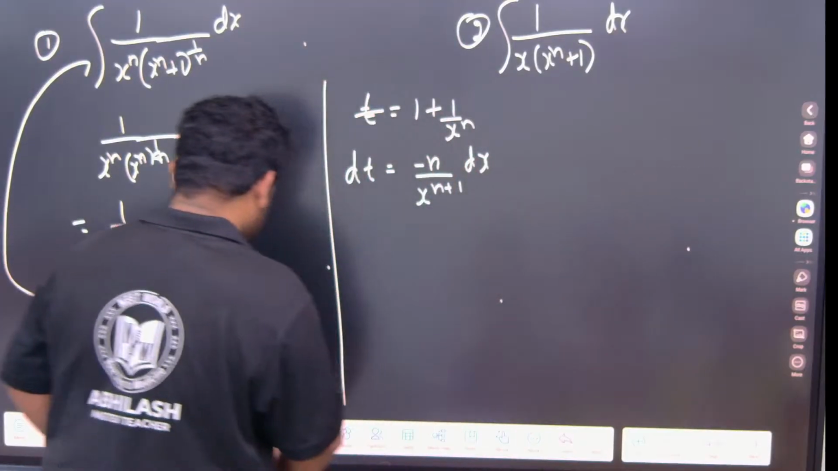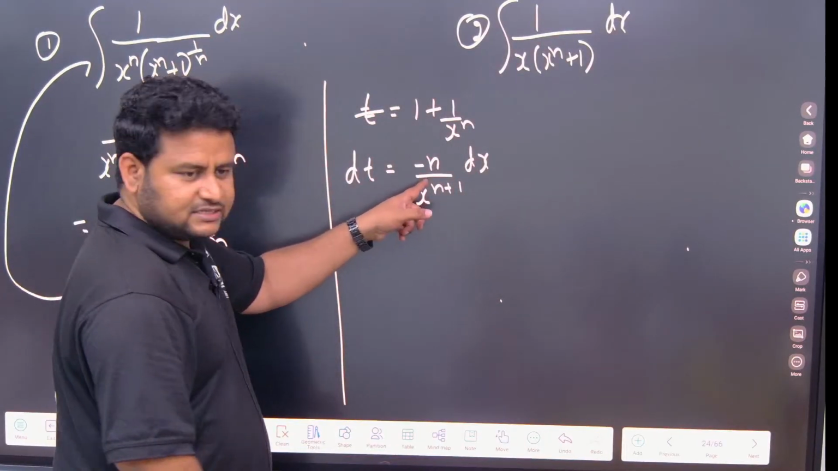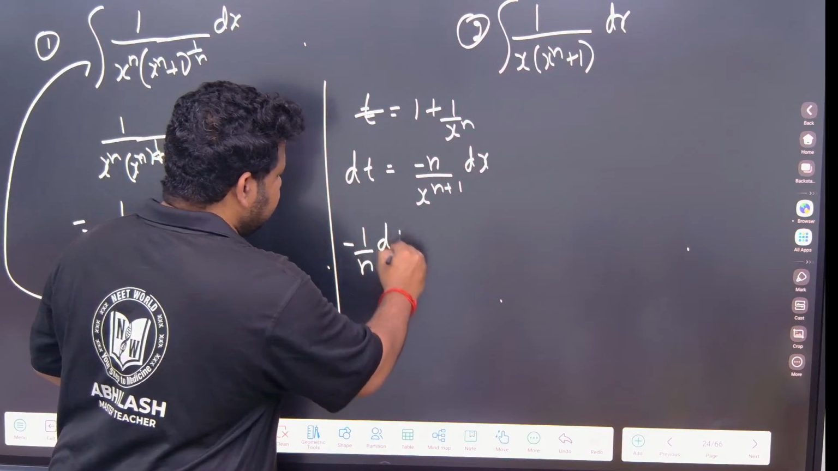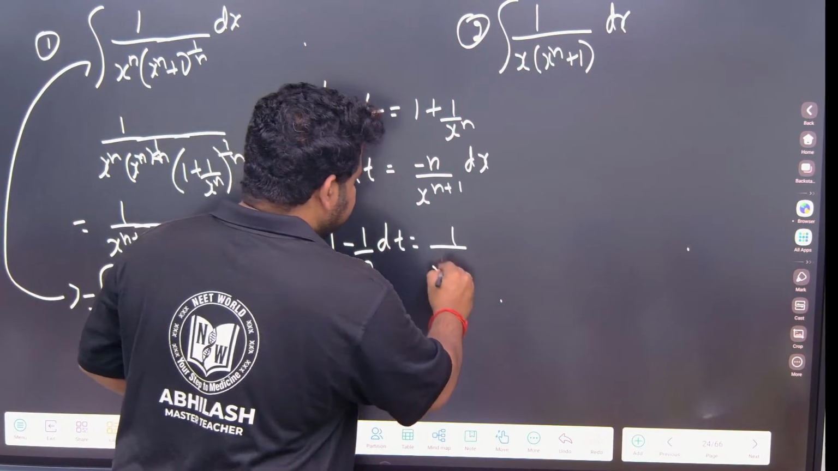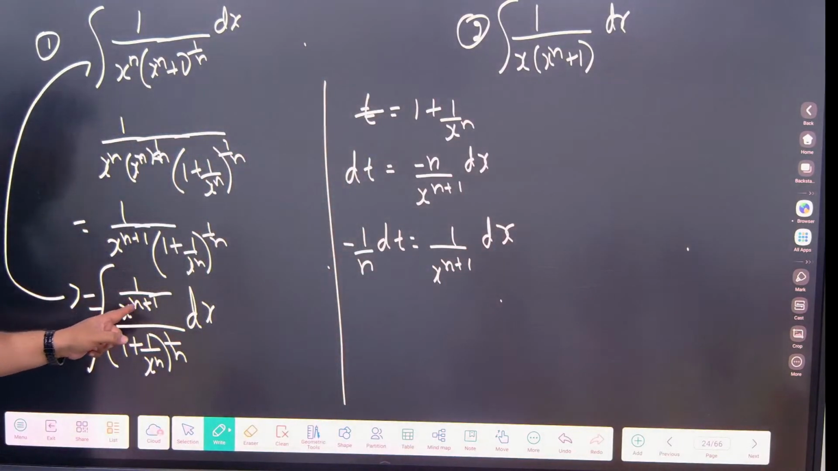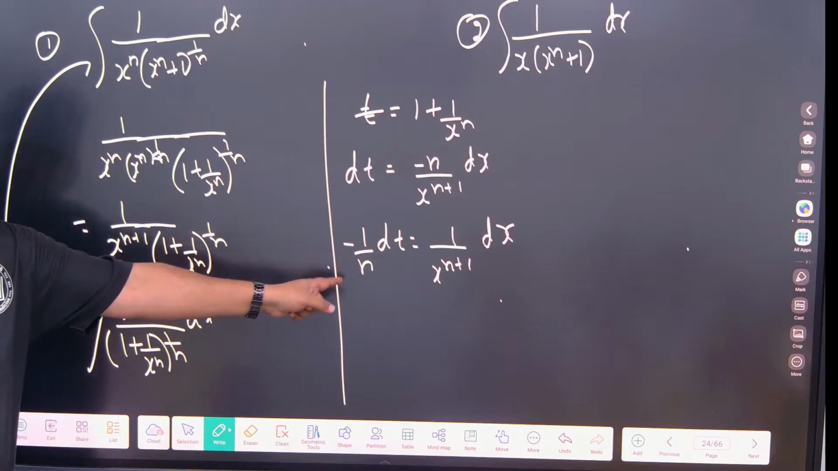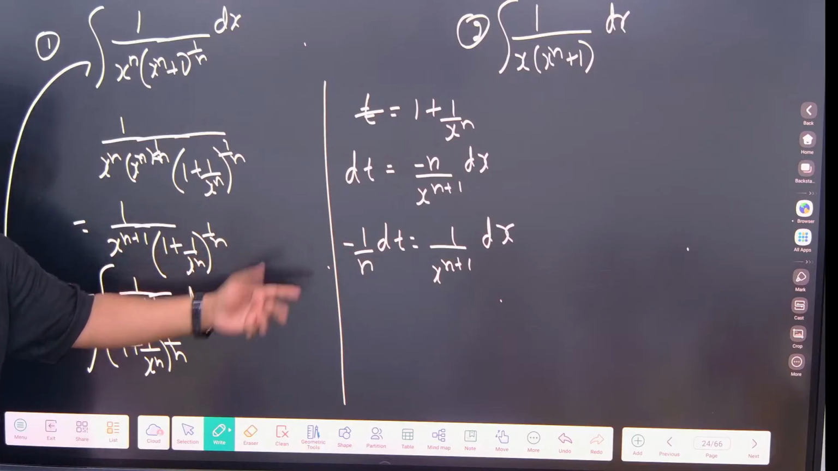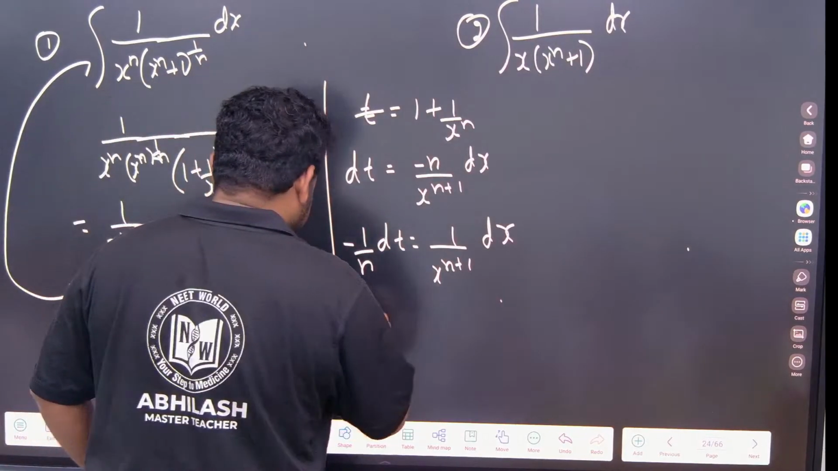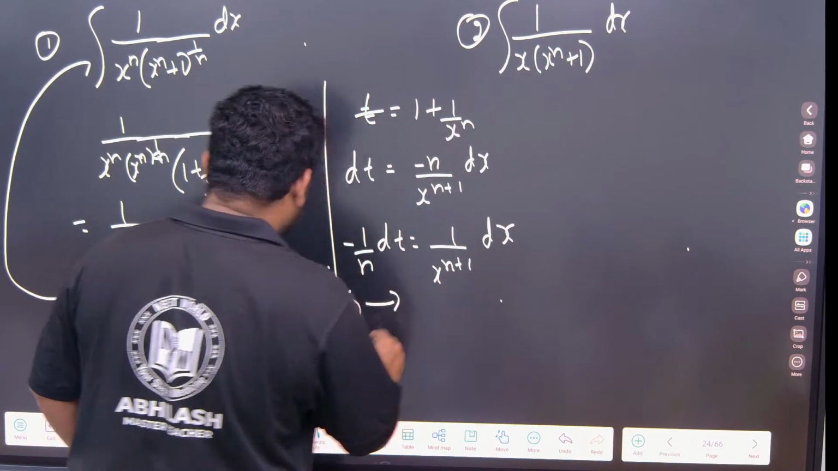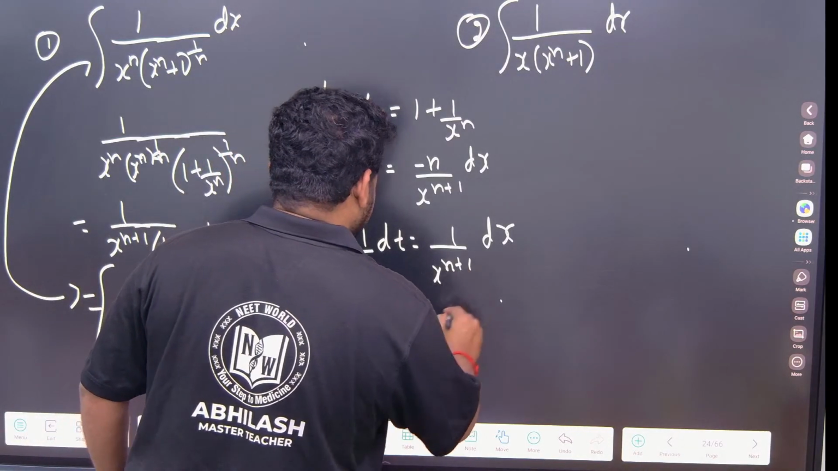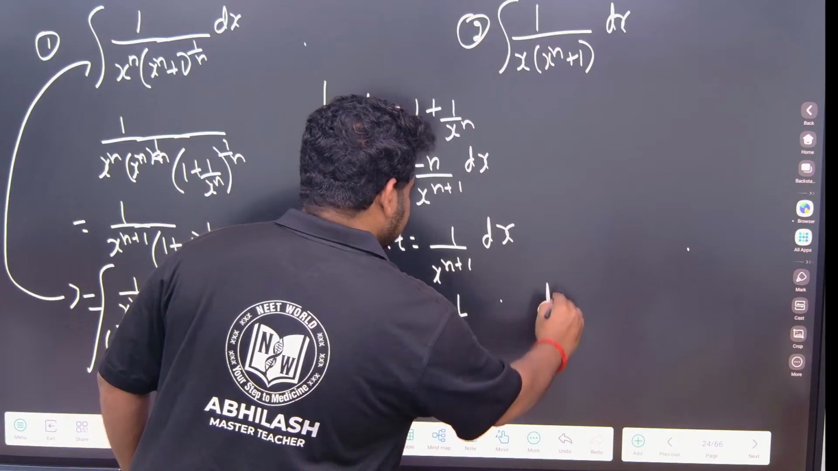Now look at this. If I send this minus n to this side, this will become minus 1 by n dt is equal to 1 by x power n plus 1 dx. Now look at this. 1 by x power n plus 1 dx is nothing but equal to minus 1 by n dt. Now this one, let me write this as equation 1. This 1 will look like this. So this implies this will become minus 1 by n dt, I will write it inside.